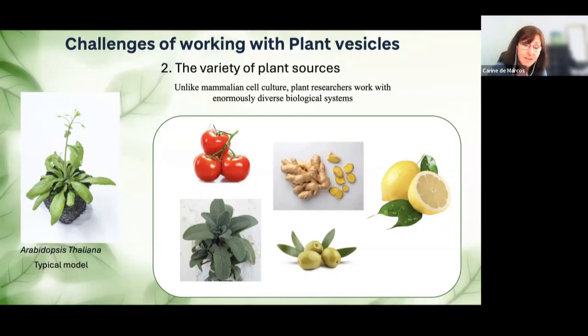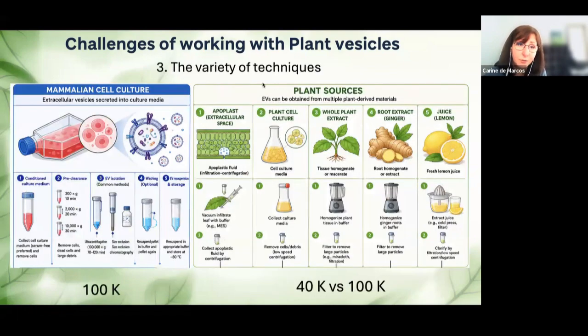So actually, the main issue for the plant researchers is the variety of plant sources that is causing a problem, because we can't compare studies of EVs done with tomato juice, for example, and done with olives or gingers. So that is a very big issue, the diversity of the biological systems in the plant field. So this leads to a variety of techniques, while in the mammalian field you have, of course, the cell cultures, but you have also fluids like blood, milk, etc.